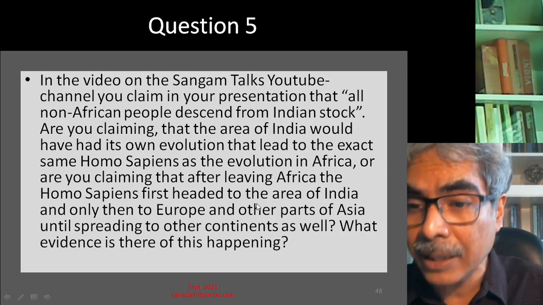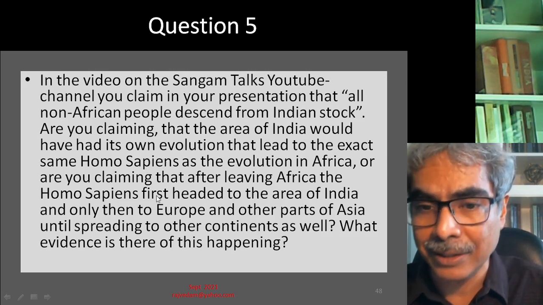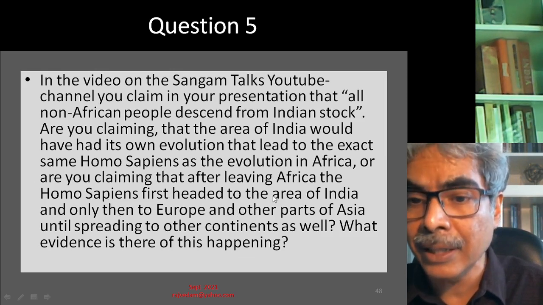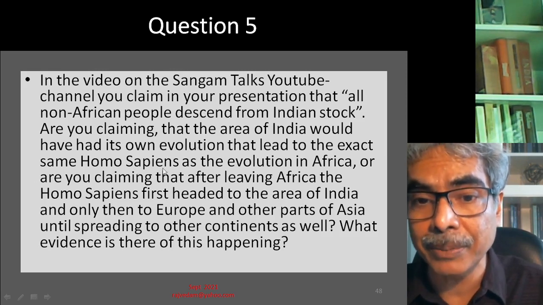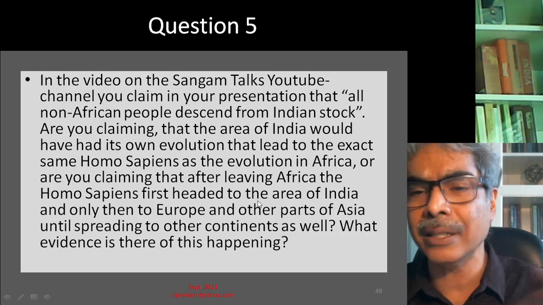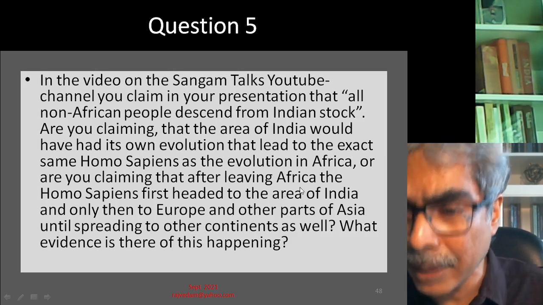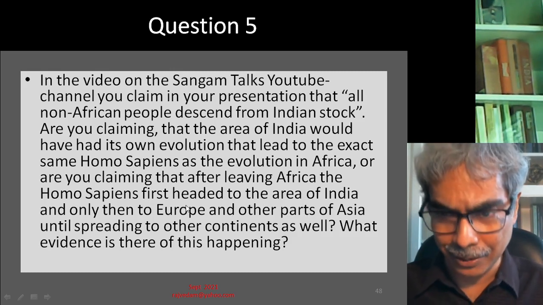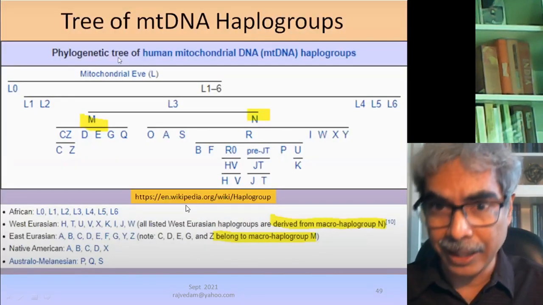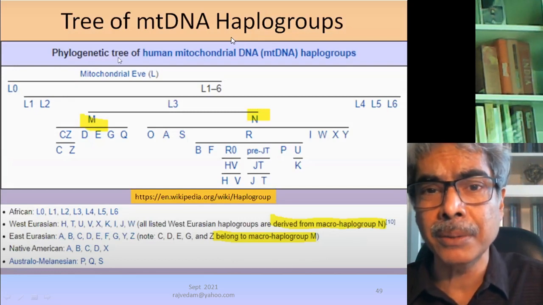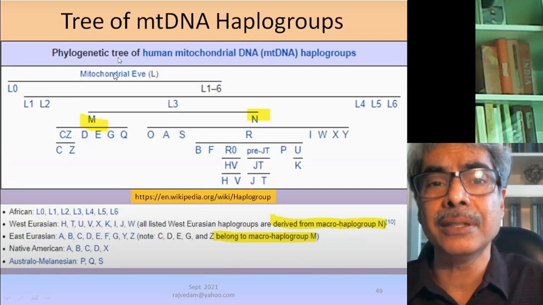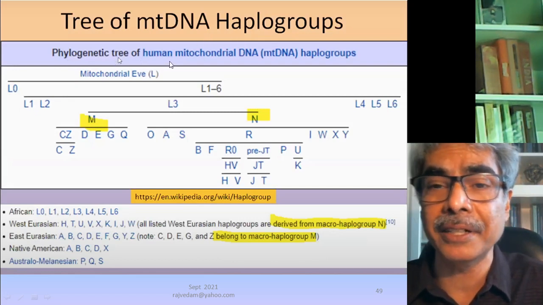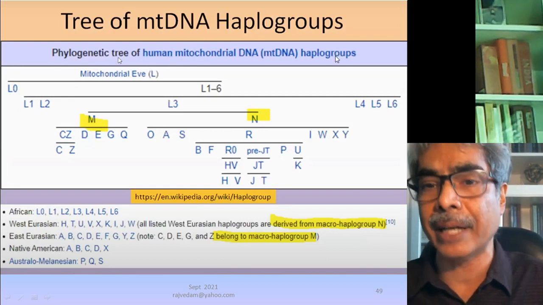However, with mtDNA and with Y chromosomal research, there are several people claiming that the origin of Homo sapiens can be about 200 to 250,000 years ago in Africa, and out of Africa to India and then spreading to Europe. And that is what I'd like to present over here. So research has shown something called the phylogenetic tree of human mtDNA haplogroups.